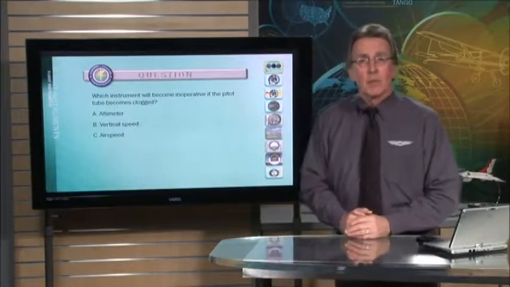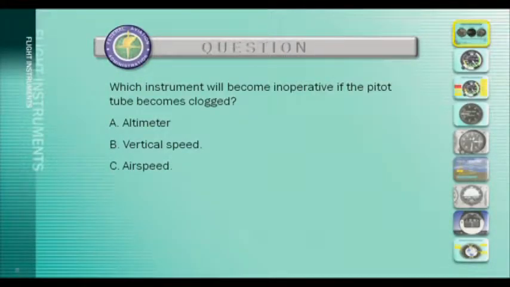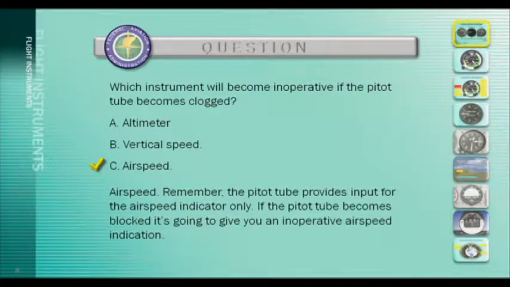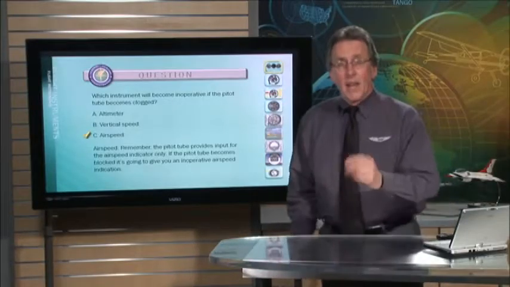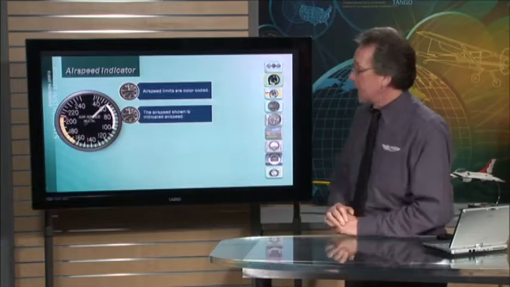Okay, let's take some time to cover a question on the pitot-static system. The question is, which instrument will become inoperative if the pitot tube becomes clogged? 3 potential answers, only one of which is correct. Take a look at each. Again, which instrument will become inoperative if the pitot tube becomes clogged? The answer is C, airspeed. Remember, the pitot tube provides input for the airspeed indicator only. If the pitot tube becomes blocked, it's going to give you an inoperative airspeed indication. With that, let's rejoin Josh in the classroom for the next topic, airspeed indicator.